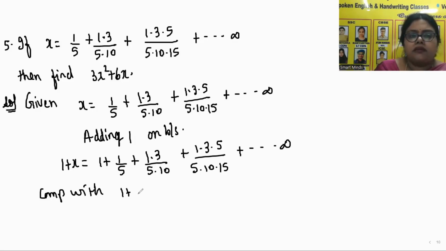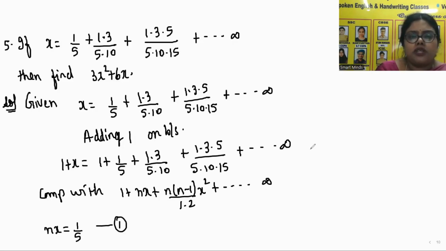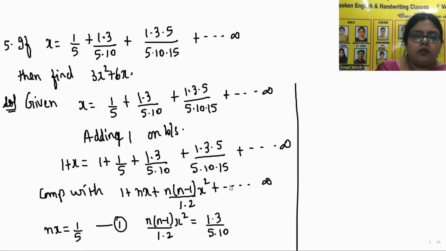1 plus nx plus n into (n minus 1) by (1 into 2) into x square plus so on up to infinity. So you can see in the place of nx you have 1 by 5. Take this as equation number 1. And n into (n minus 1) by (1 into 2) into x square is (1 into 3) by (5 into 10). So now I take 1x in the bracket and other x I will write along with n. So we get nx into (nx minus x).